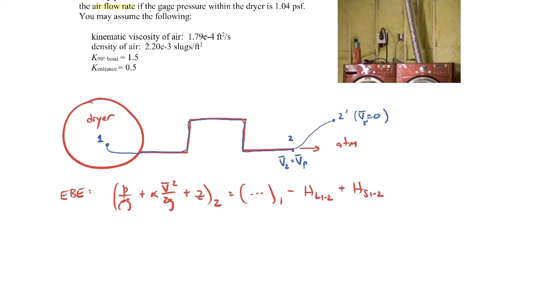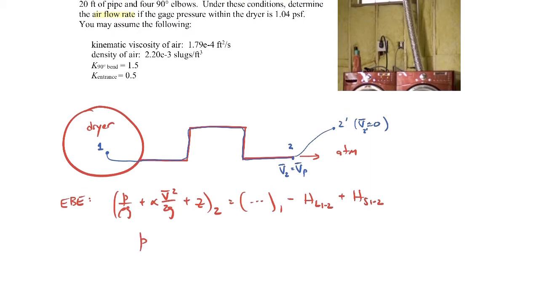Okay, so here's the extended Bernoulli equation. Let's write out some of the information we know. We know that the gauge pressure at point 1 is given. This is 1.04 pounds force per square foot gauge. Since we have a gauge pressure there, we should make the pressure at 2 also gauge, so that'll be 0. The velocity at 1 will be about equal to 0. So it's the velocity here inside the dryer. Now, of course, the dryer's tumbling and there is some air velocity in here, but it's small and it's not really coordinated. It's not directed in one particular direction. It's just sort of random.